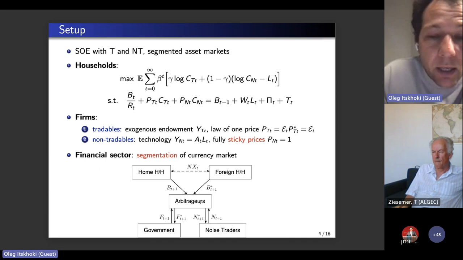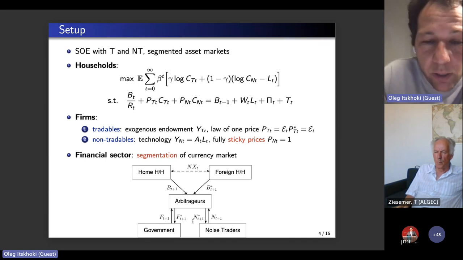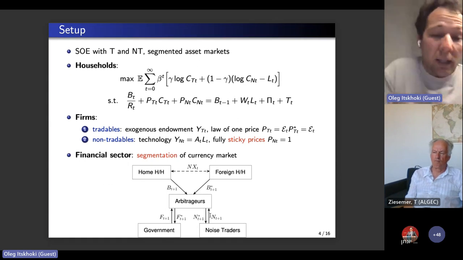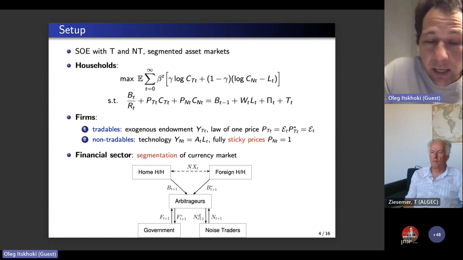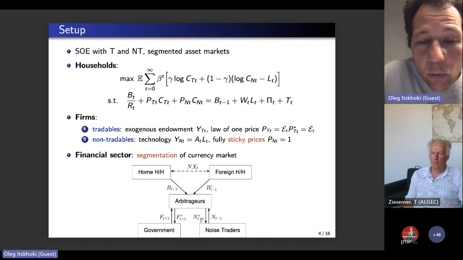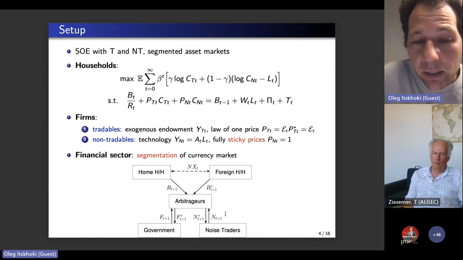On top of that, the financial sector needs to trade with liquidity or noise traders who prefer saving in one currency versus the other currency. And so these noise traders, for non-macroeconomic reasons, want to hold one currency relative to the other.